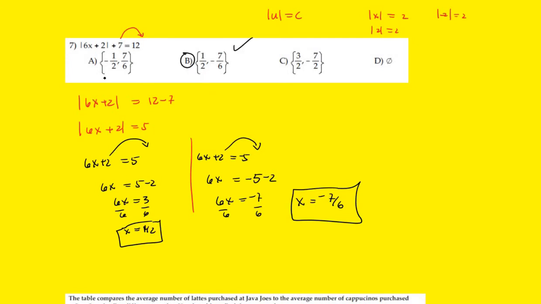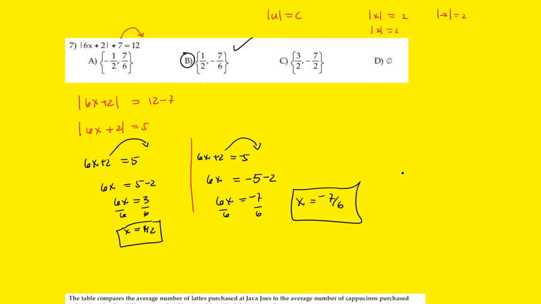The way you verify, you put 1/2 here. This is going to be 3 plus 2 is 5, plus 7. Yes, this is true. Then you put negative 7/6 here. Divided by 6 is going to be negative 7. Plus 2 is going to be negative 5. Absolute value of negative 5 is 5, plus 7. Yes, these are the correct answers, so to speak.